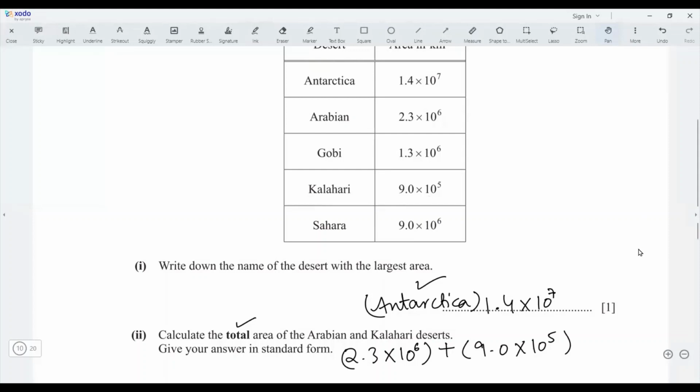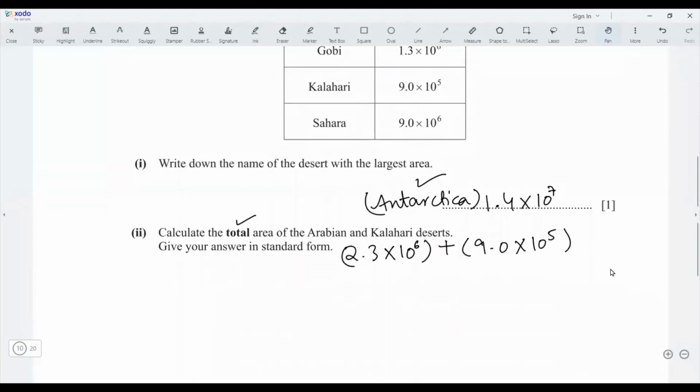So convert the smallest power of 10 to the biggest power of 10. If you move 10 raised to the power 5 to 10 raised to the power 6, what is going to happen to the 9? It will become 0.9. The decimal will be shifted one digit towards the left in order to convert the smallest power to the biggest power. So if the powers of 10 are the same, then we can add in standard form.